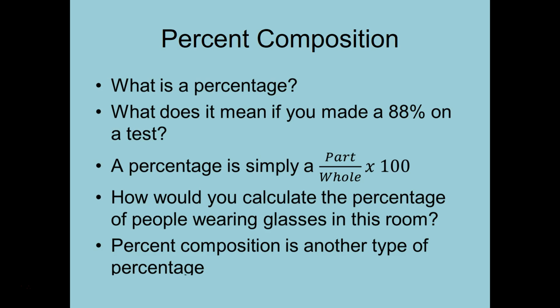How would you calculate the percentage of people wearing glasses in your chemistry class? Well, you would take the number of people who had glasses, say 5 people, divided by the total number of people in your class, say it's 25. 5 divided by 25 is 0.2. You multiply that by 100, and you would say 20% of the people in your class have glasses. So percent composition is another type of percentage.